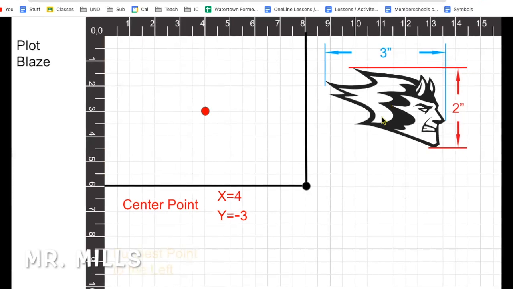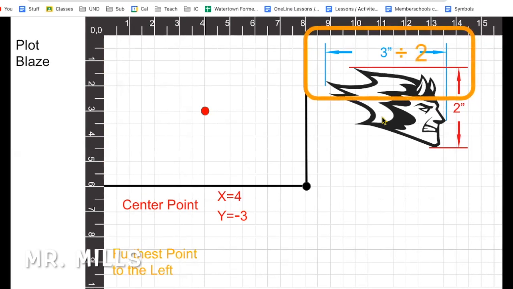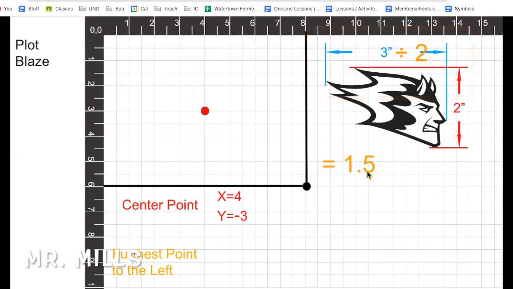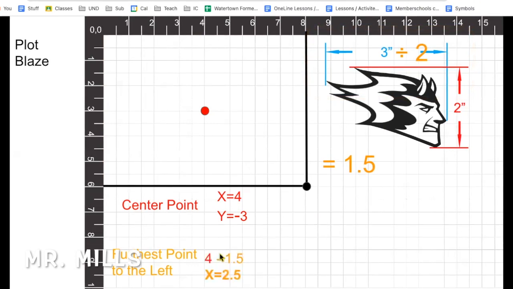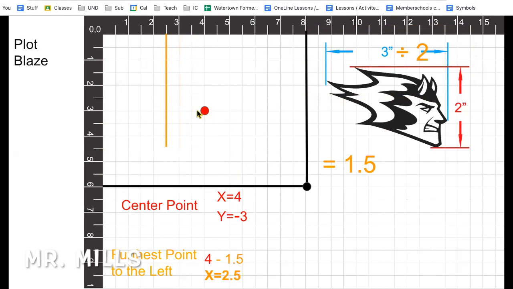So the first thing we're going to do is we're going to look for the furthest point to the left. Okay, and we're going to do that by taking 3, and we're going to divide that by 2. So 3 divided by 2, that gives us 1.5. So 1.5 is the distance we're going to be off of our center mark for the furthest point left. So I'm going to take my center mark minus 1.5 inches, and that's going to give us 2.5. So I can plot that up here, and I'm going to start at my center. There's 1, another half, and 1.5. So at the center minus 1.5, we should be at 2.5, and that's what we calculated.